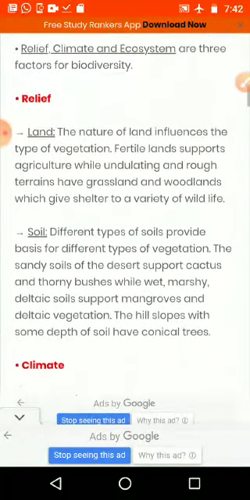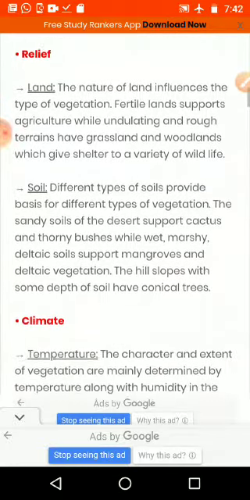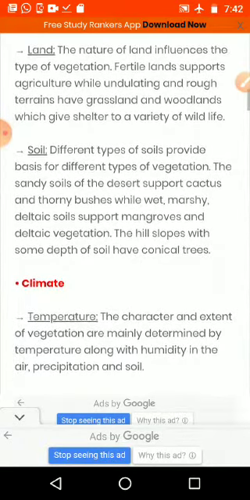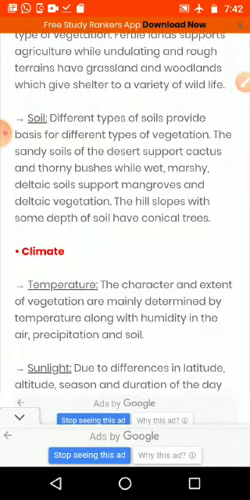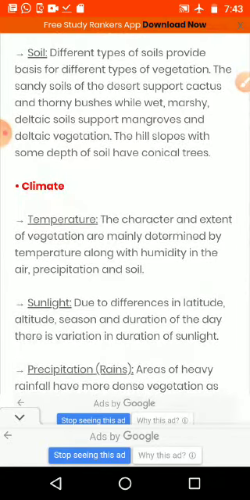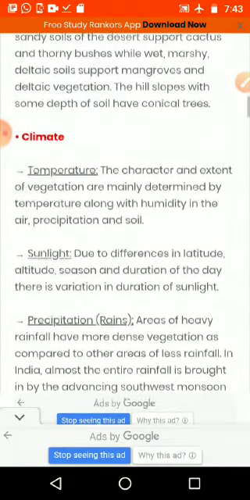Okay, let us see relief. The relief features land. The nature of the land influences the types of vegetation. Fertile land supports agriculture, while undulating and rough terrain has grasslands and woodlands which give shelter to a variety of wildlife. Soil. Different types of soil provide the basis for different types of vegetation. The sandy soil of the desert supports cactus and thorny bushes, while wet, marshy and deltaic soil supports mangroves and deltaic vegetation. The hill slopes with some depth of soil have conical trees.